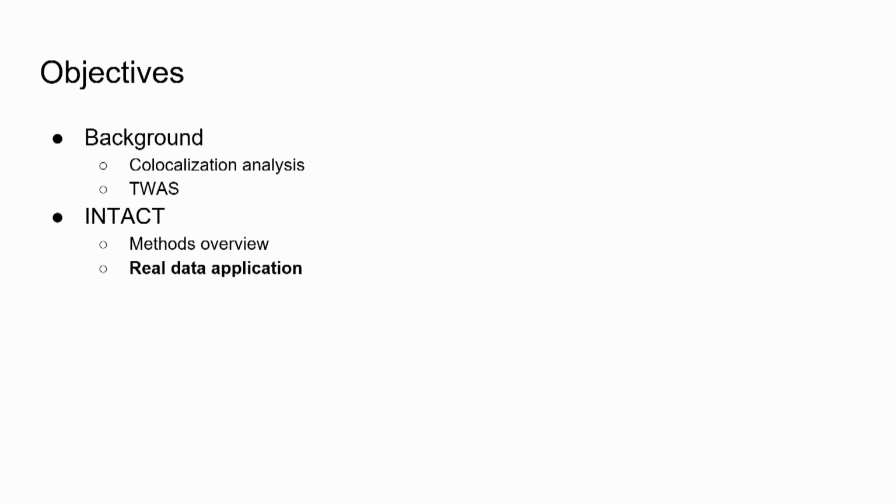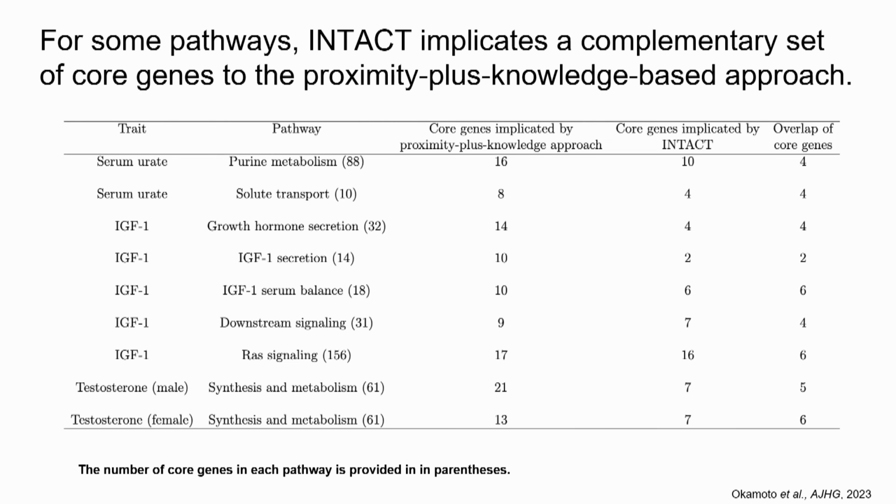Okay, so now I don't have time to show you how well our method works in simulation, but I'll jump into a quick real data application. For this application, we're going to look at 4 different GWAS traits. So we have serum urate, IGF-1, and testosterone separately for males and females. The reason why we chose these traits is because we actually have a lot of biological knowledge ahead of time about these traits, so we can use these to see how well our method is working.